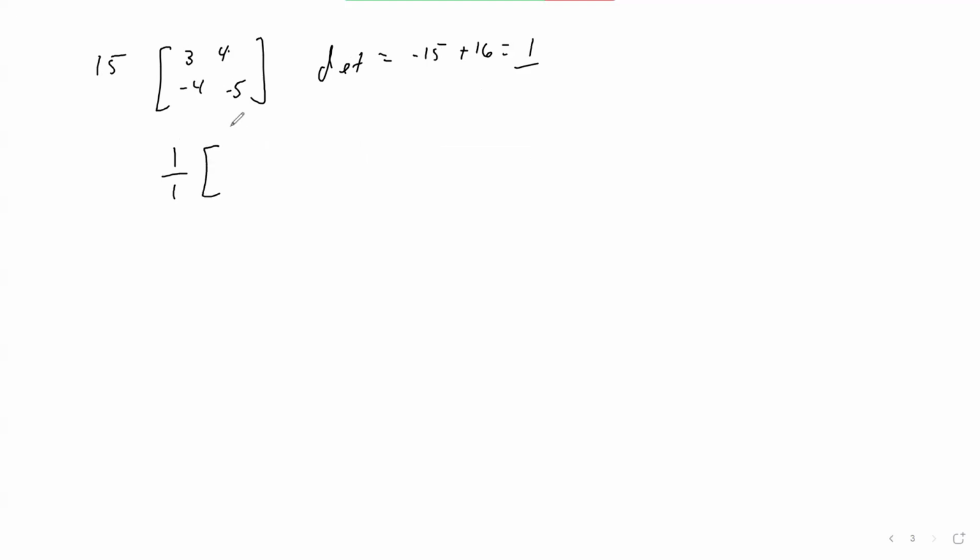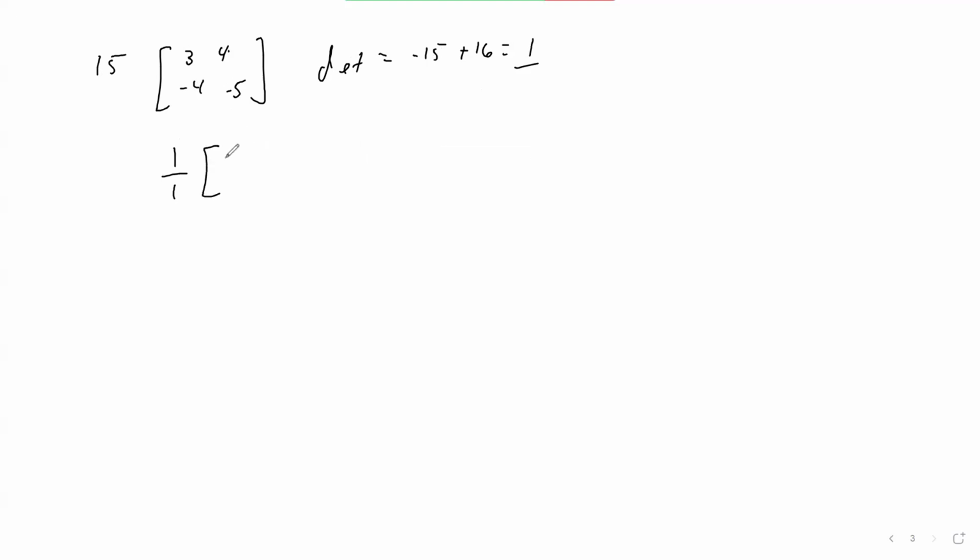Let's keep going. Let's look at number 15. Got 3, 4, -4, -5. Let's look at the determinants. So 3 times -5 is -15. Minus 4 times -4 is -16. So that gives me +1. So I get 1 over 1, which means I don't have to do anything.